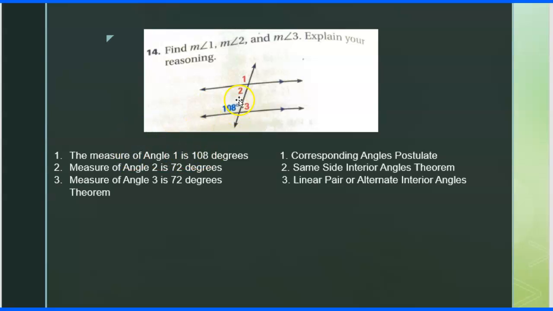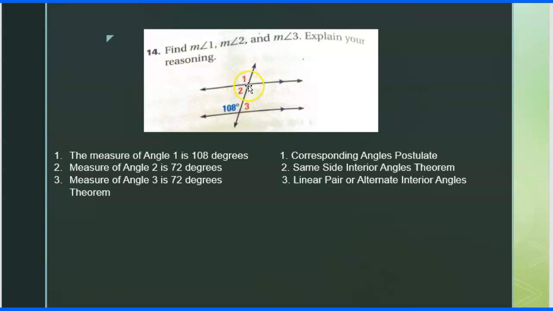So the measure of angle 1 is 108 degrees because they are corresponding angles, and so we use the corresponding angles postulate. That was easy enough to find, and these are parallel. They've told us enough information right here, with this symbol showing us that they're parallel. So the measure of angle 1 is 108. That's going to help us to solve a lot of other things. Angle 2 is going to be 72.